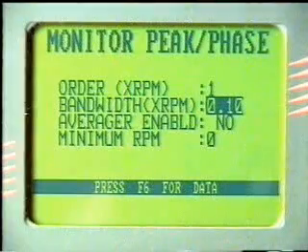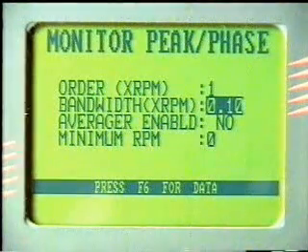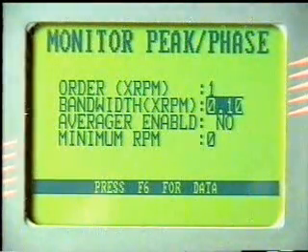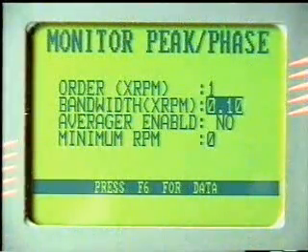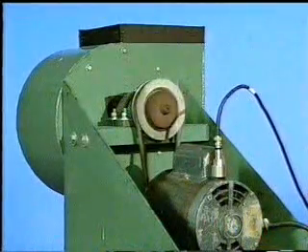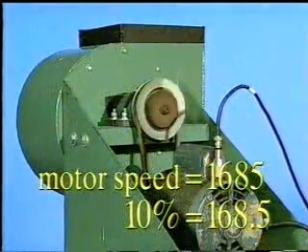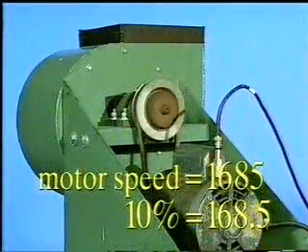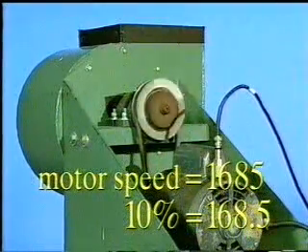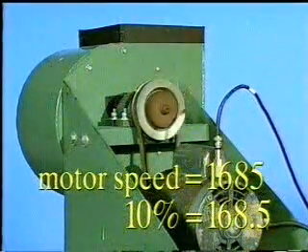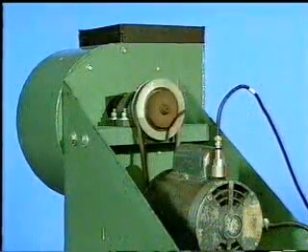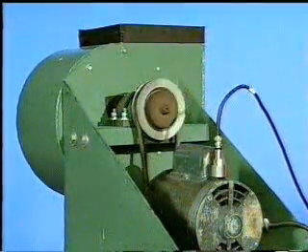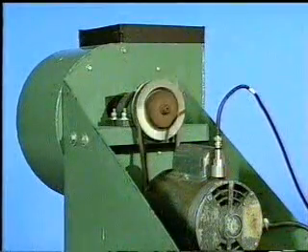When the bandwidth is set to 10%, it means that all the energy within a bandwidth equal to 10% of the tach pulse frequency will be included. For example, if the tach speed from the motor is 1,685 CPM, then 10% of that is 168.5 CPM. So the monitored bandwidth is 168.5 CPM wide and will include all the vibration peaks in this band.